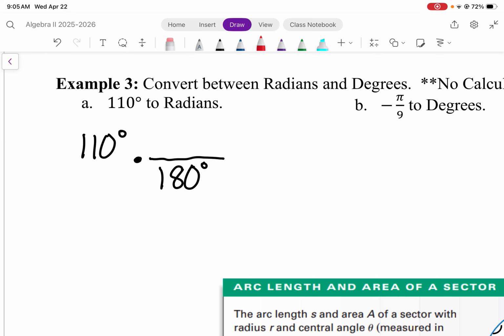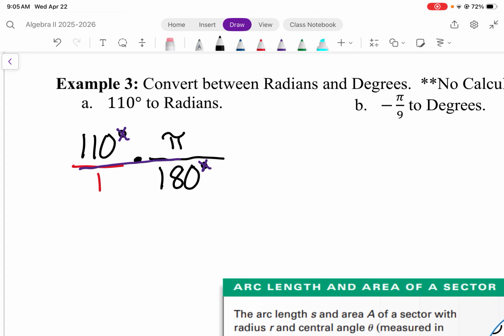The reason for this is 110 degrees is the same thing as 110 over 1. And when we're multiplying, we just multiply straight across. So that means we have a degree unit on the top and the degree unit on the bottom, which are going to cancel each other out. So then we are no longer working with degrees. And 180 is equal to pi radians. So because they're equal to each other, this is the same thing as multiplying by 1. We're just changing what units we're working with.